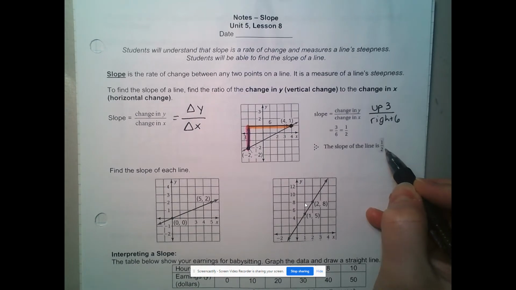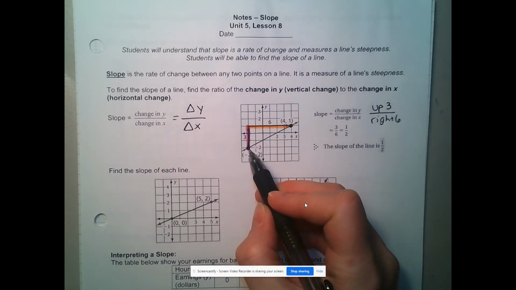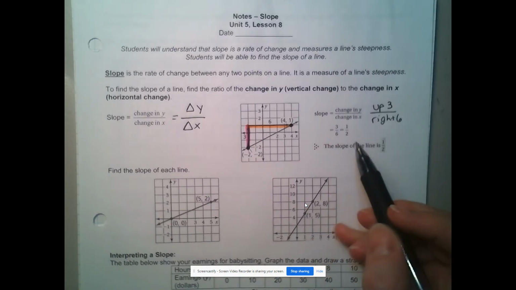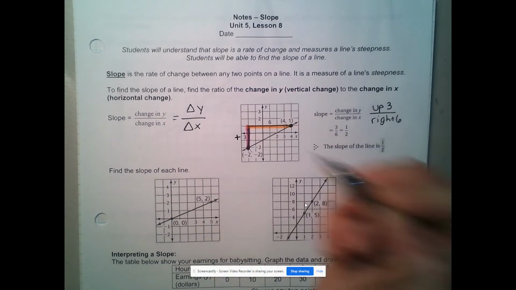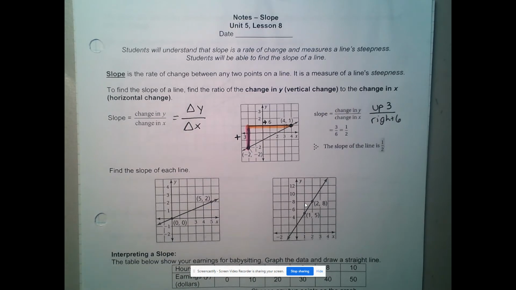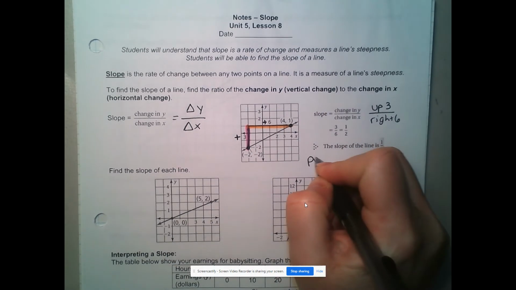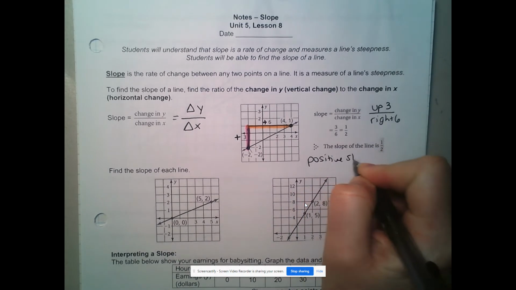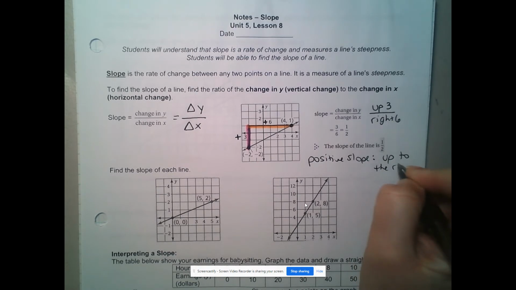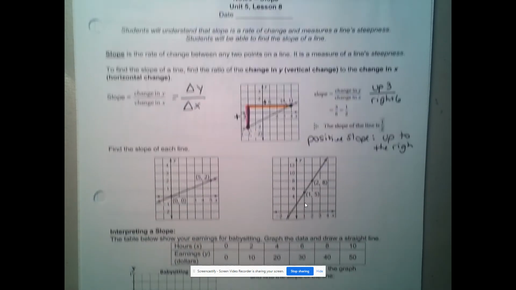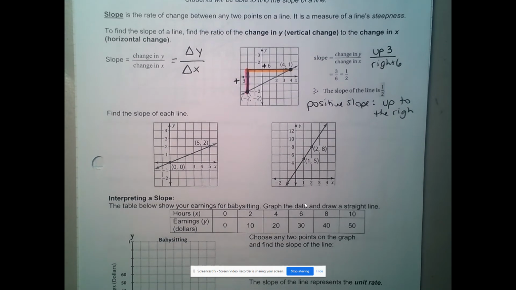To get from the point on the left to the point on the right, you go up 3, right 6. So we write the fraction 3 over 6. Both of those movements are considered positive. Up is considered positive, and moving to the right is considered positive. So this line has a positive slope. It's moving up to the right. And you will notice the two that are below it are also doing that same thing, moving up to the right.